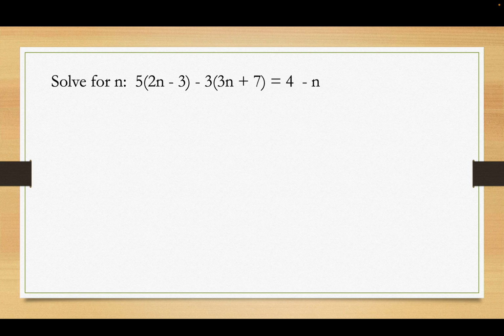Okay. Distribute the 5, distribute the negative 3. That gives me 5 times 2n is 10n. 5 times negative 3 is negative 15. Negative 3 times 3n is negative 9n. Negative 3 times 7 is negative 21. Equals 4 minus n.